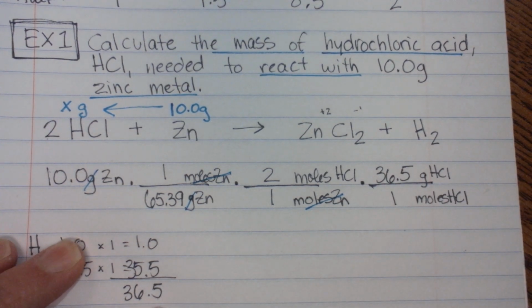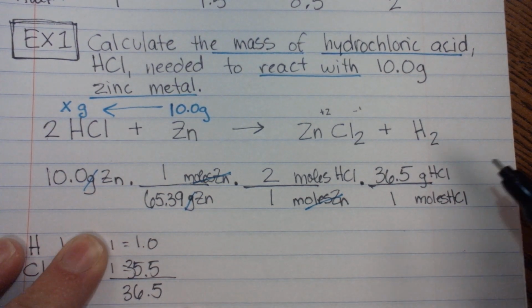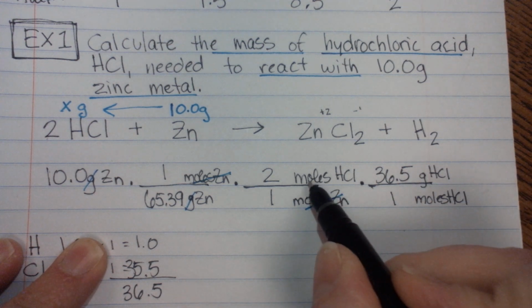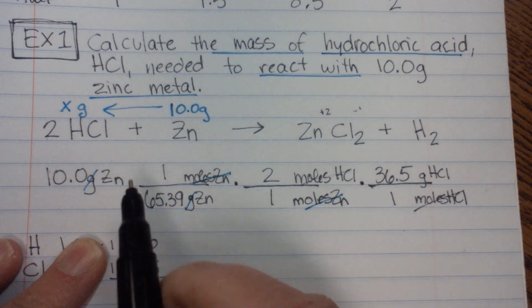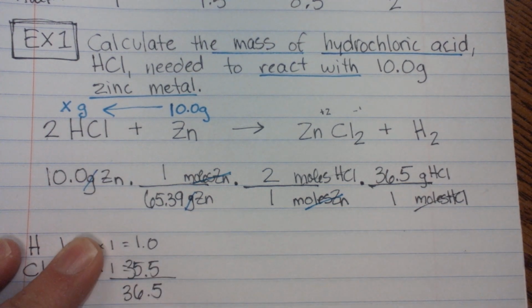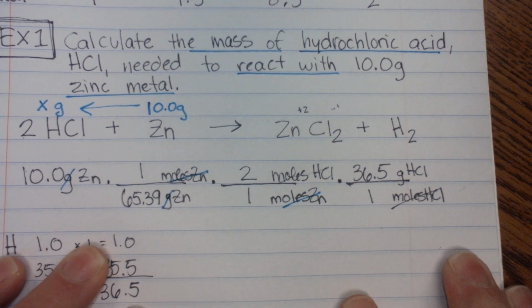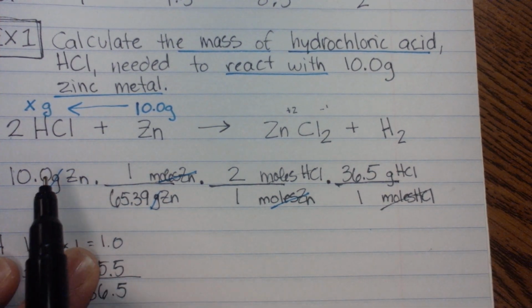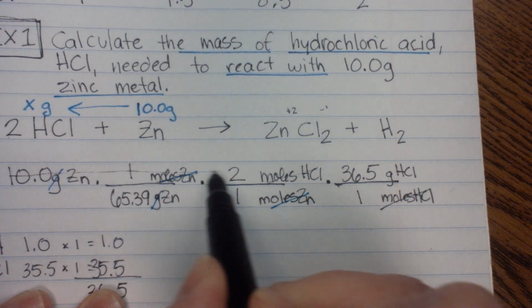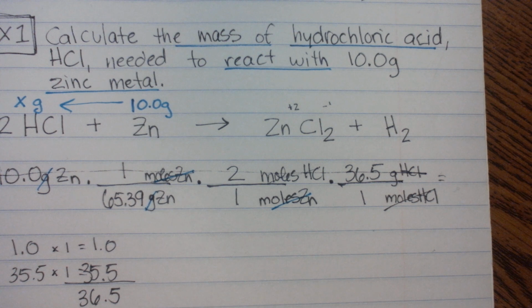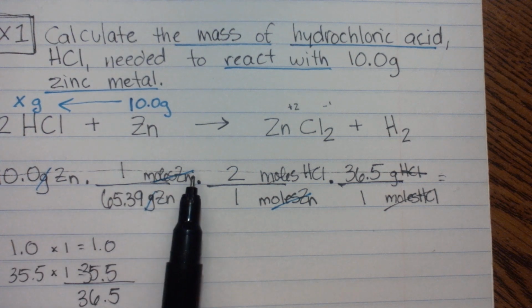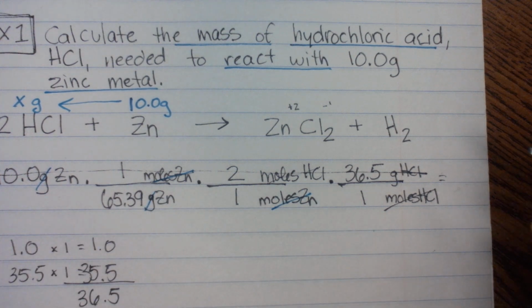Okay, now we have one factor label method problem there. So moles of HCl cancel. I have grams of HCl, which is what I wanted. Now all I have to do is calculate the thing. Okay. So I am going to multiply straight across. Pull out your calculator, multiply with me. And so 10 times 1 times 2 times 36.5 is 730.